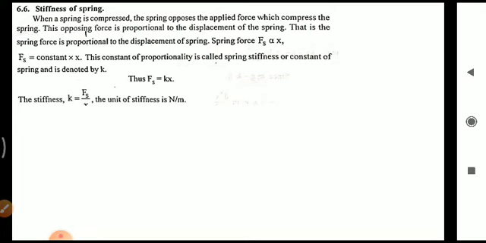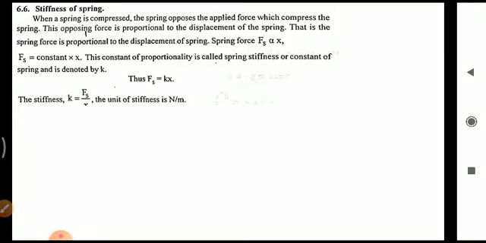Suppose we are applying the same force on the spring of a two-wheeler automobile, it will not compress. So it will have a greater resistance to the force compared to the spring in our pen. So that is the simple explanation of stiffness.